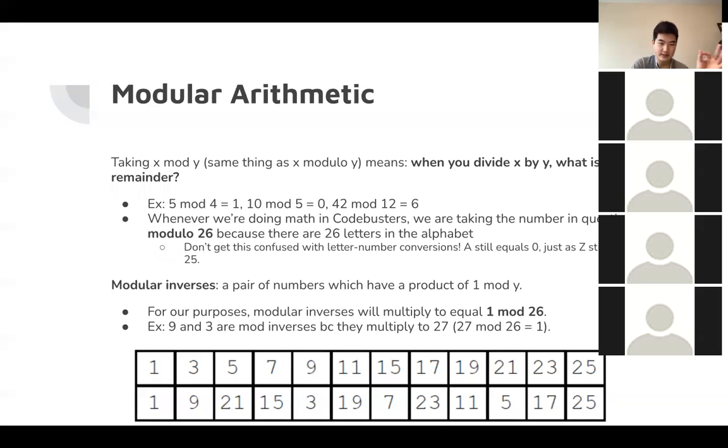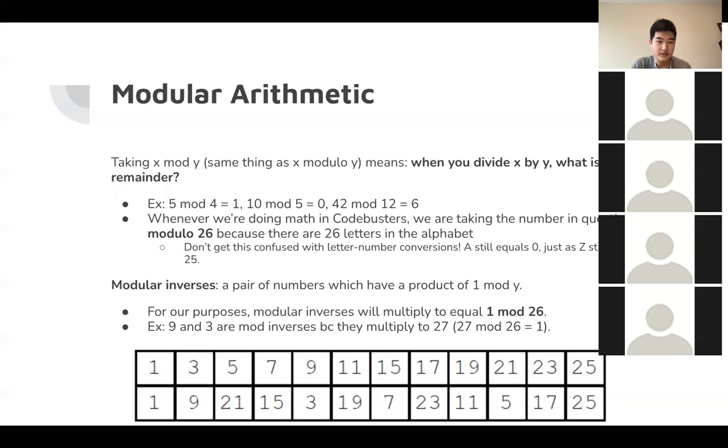So if I have x on the left side of the mod and y on the right side of the mod, it means take x, divide it by y, and tell me what the remainder is. That's all it is. So you take what's on the left side of the mod, divide it by what's on the right side of the mod, and then tell me the remainder. So that's what modulo means.